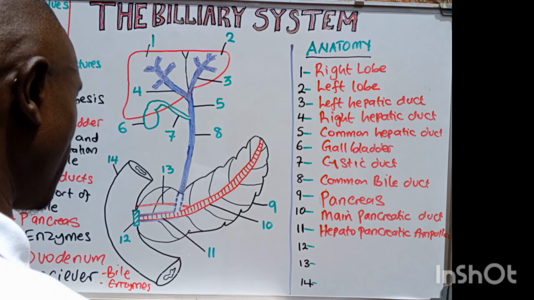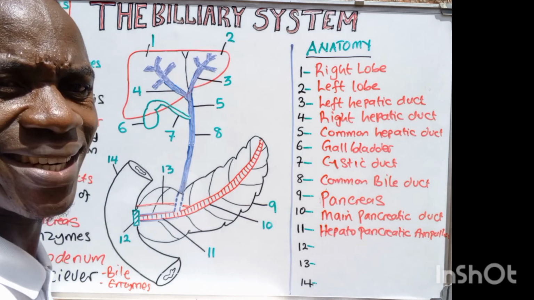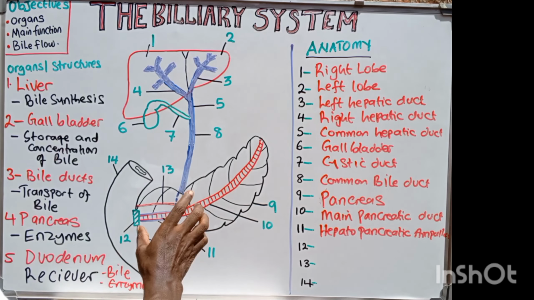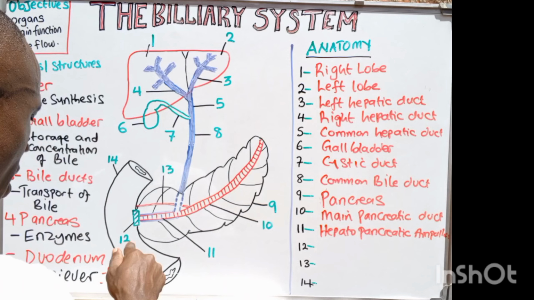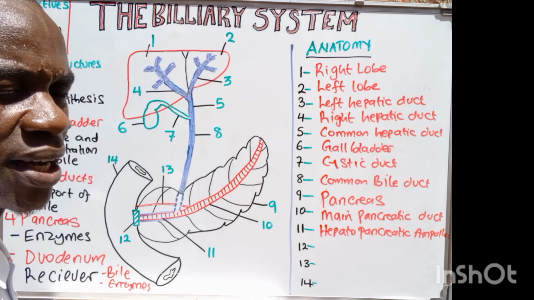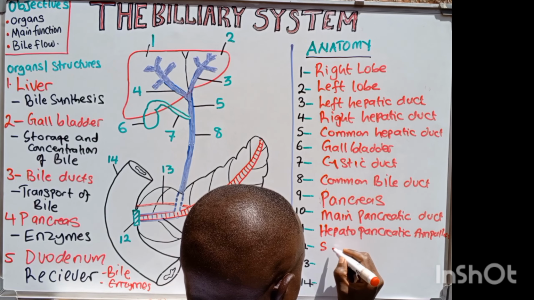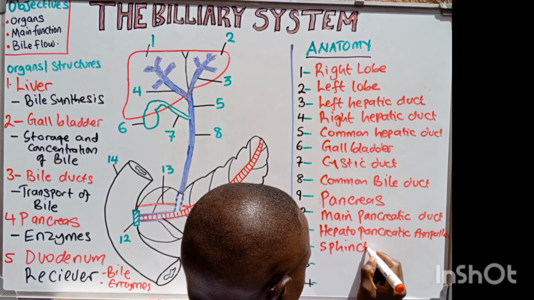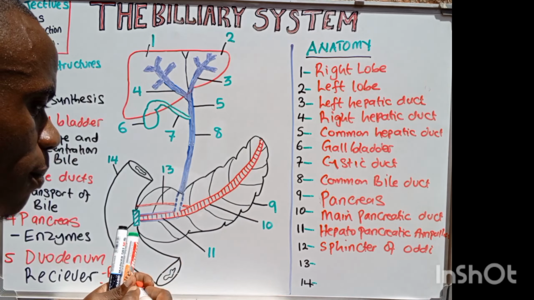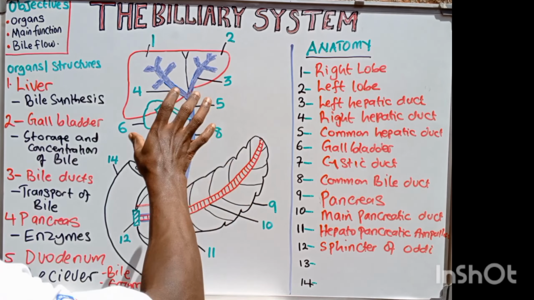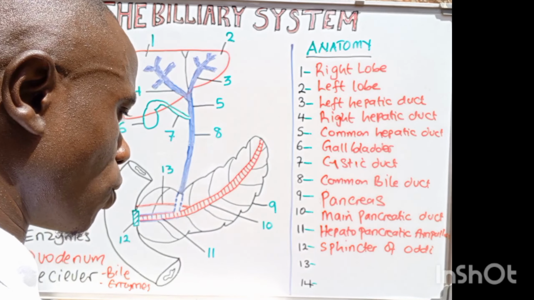That's number 11. Now, when we come to number 12 here, this is one of the most super important regulators of all the secretions coming from the biliary system. He is going to be a regulator. You know how he's called? This structure here is what we call the sphincter of Oddi. Super very important regulator of pancreatic and bile flow into this structure here, which we shall look at later.